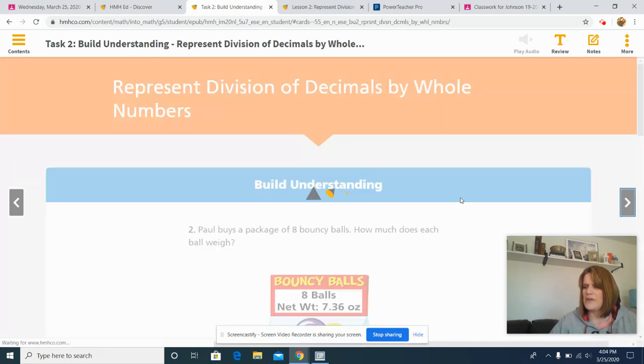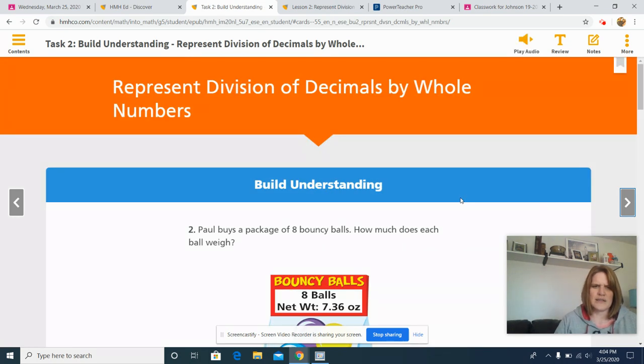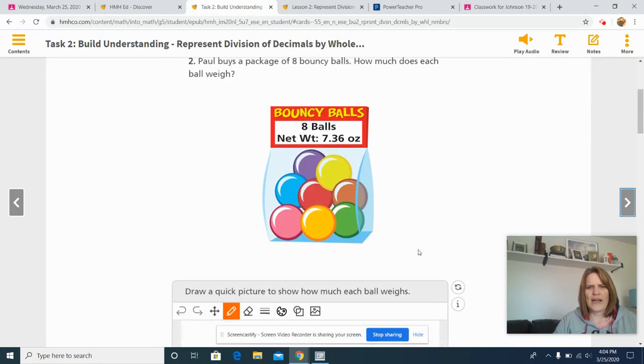Okay, so now we've got Paul, and he buys a package of 8 bouncy balls. How much does each ball weigh? So here we've got 8 balls, and this is our weight. So how are we going to do that? How are we going to figure out how much each weighs? We're going to divide. Good.